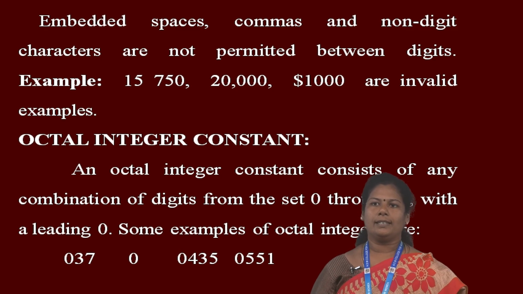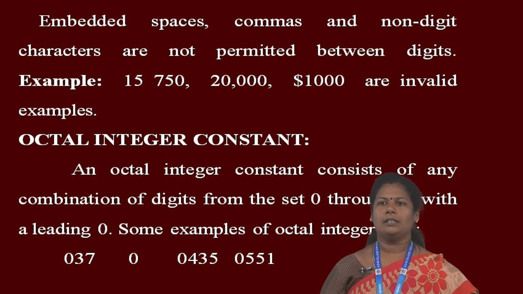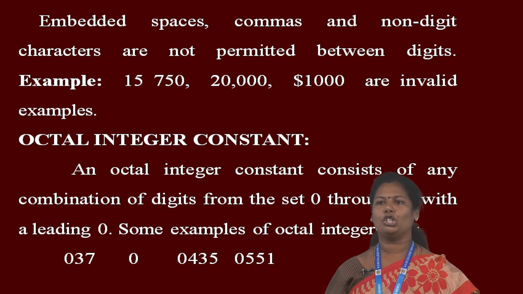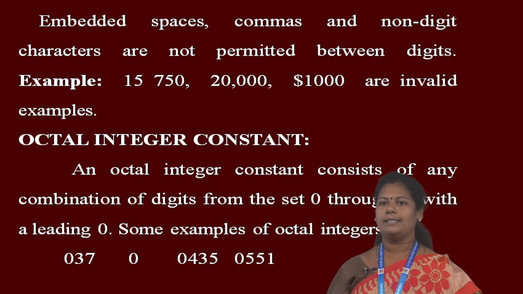Another one is octal integer constant. An octal integer constant consists of any combination of digits from the set 0 through 7 with a leading 0.